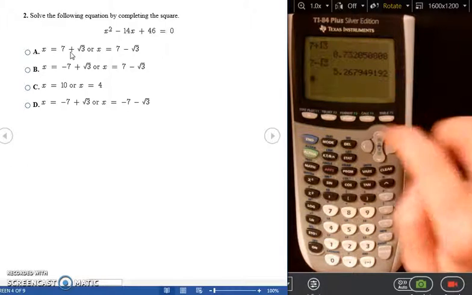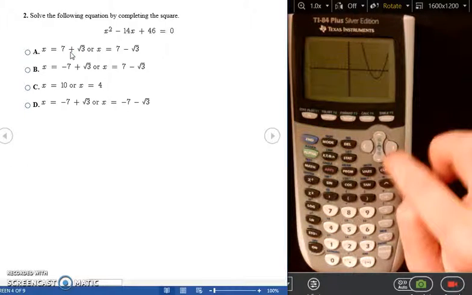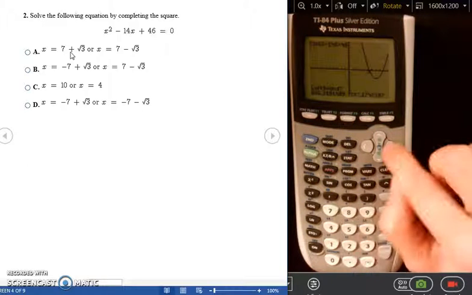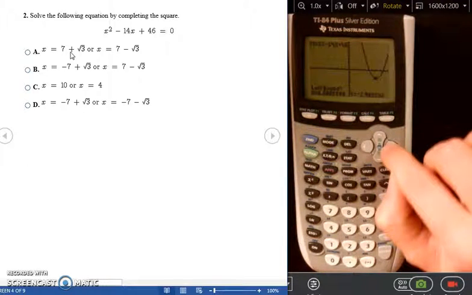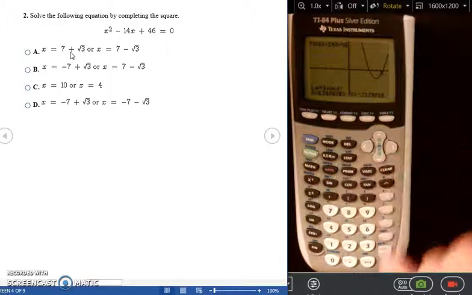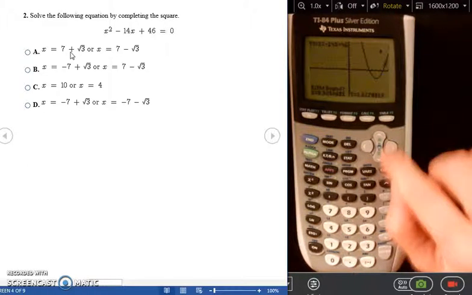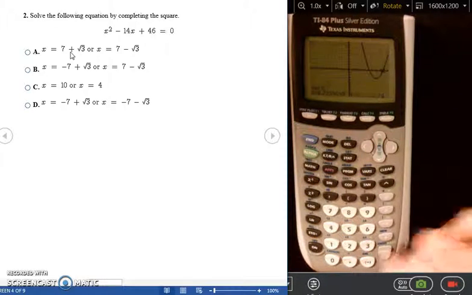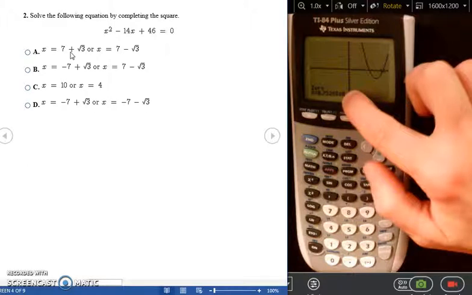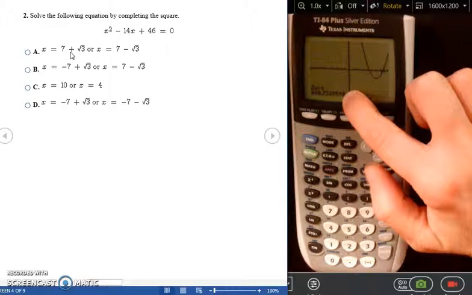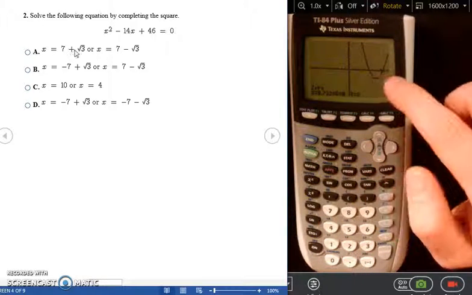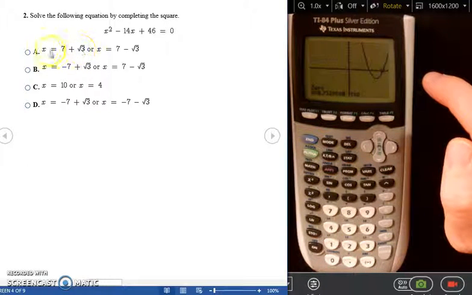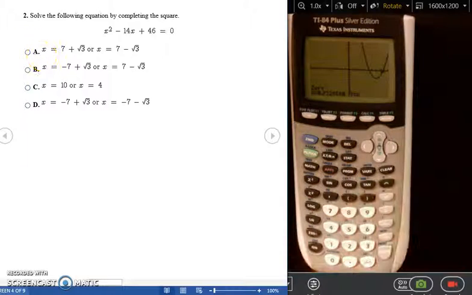8.73205. And so I go back to my graph, and I want to calculate that 0, so I press second calc 0, and I'm going to go to the left of that x-intercept, and press enter, and go to the right, and press enter, and then go back and try to get it as close to the x-intercept as possible. And there it is. There's that big long decimal that matched what I calculated 7 plus the square root of 3 to be. And so since their decimal forms are equivalent, A is going to be my final answer.